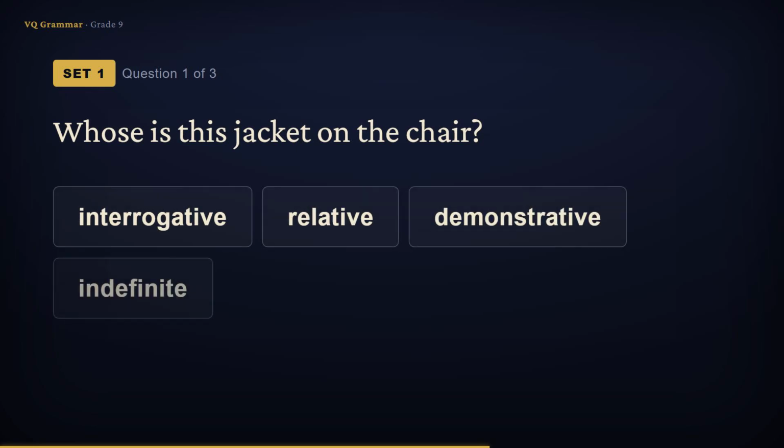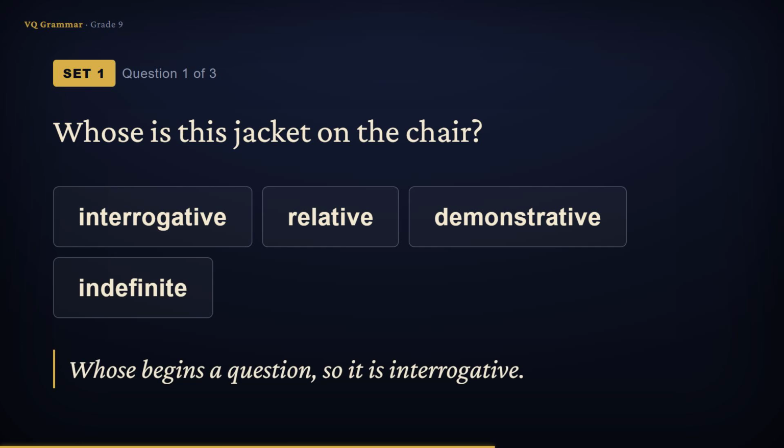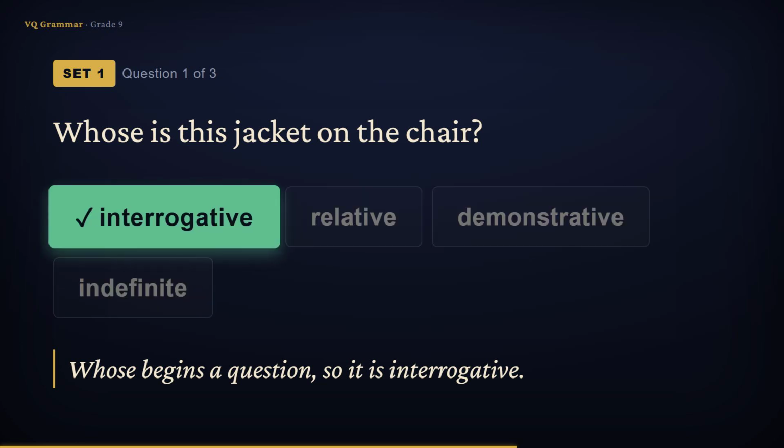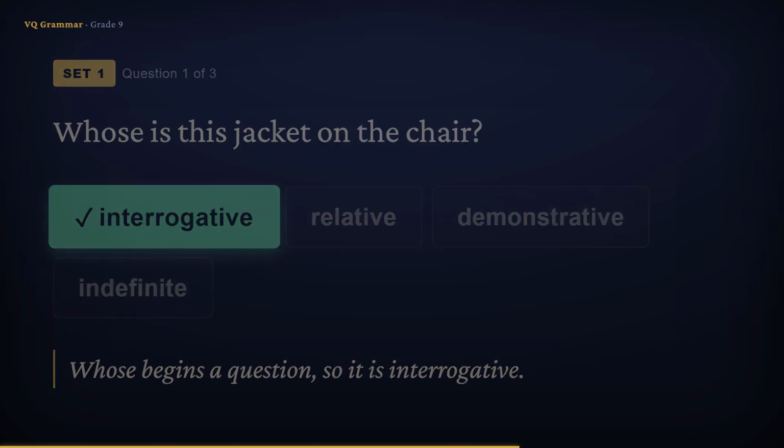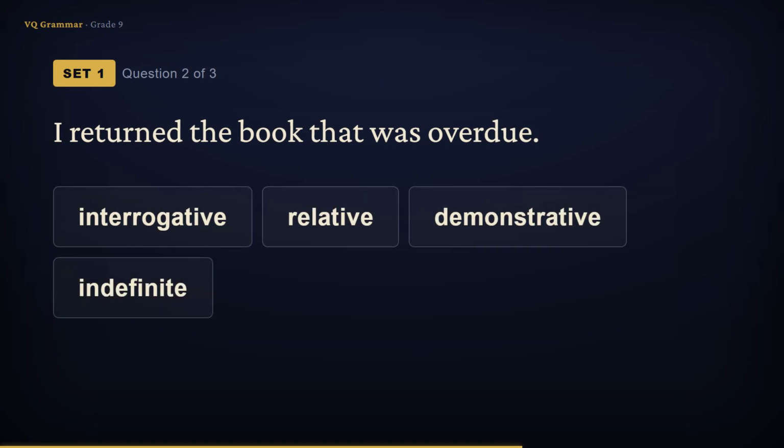Here's the sentence. Whose is this jacket on the chair? Look at the pronoun whose at the very start. Is it asking something? It certainly is. The whole sentence is a question, and whose is holding the spot for the owner we don't know yet. So whose here is an interrogative pronoun. The answer is interrogative.